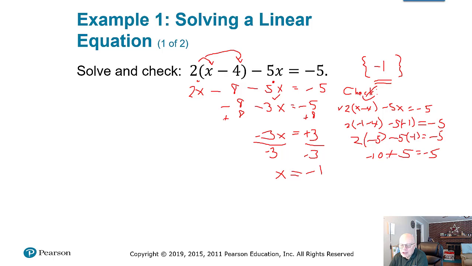On the left side, we've got two numbers. Add or subtract them from left to right. That gives us -5 equals -5. Perfect. So this checks out, and this is the correct answer.